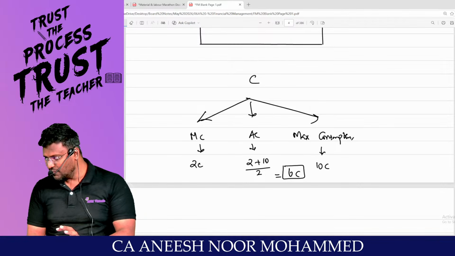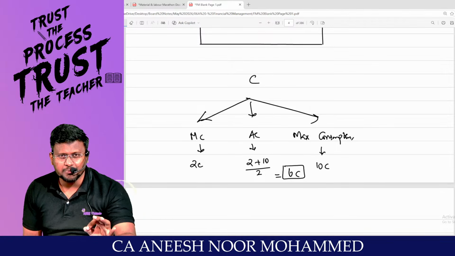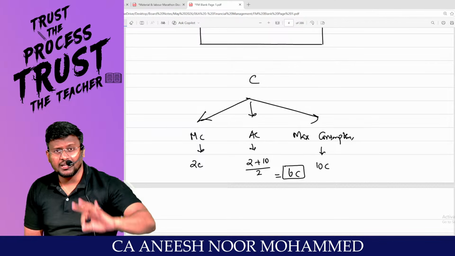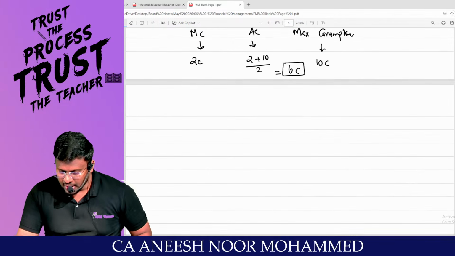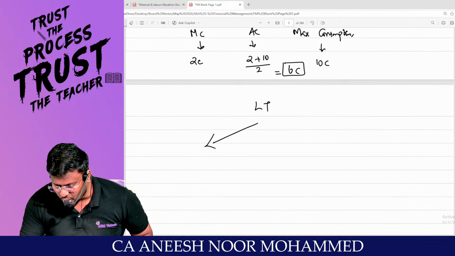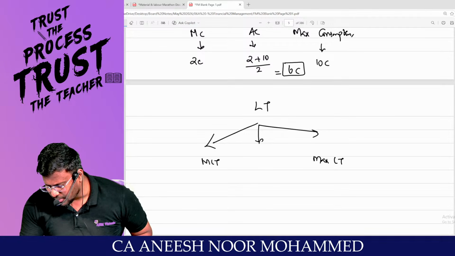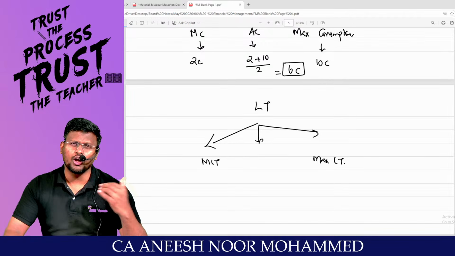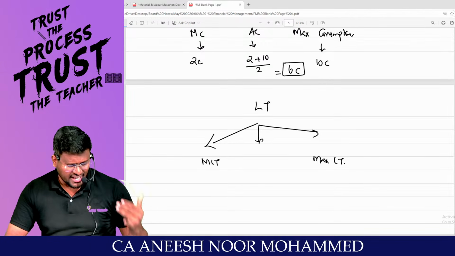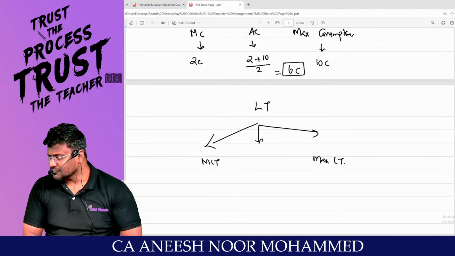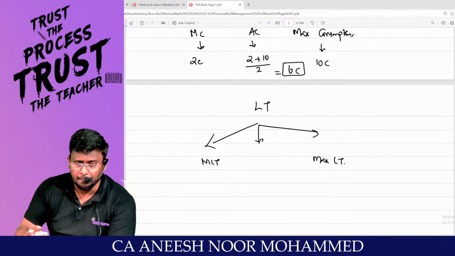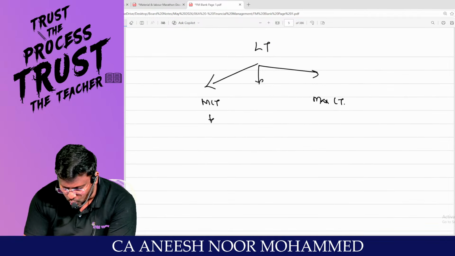The same way in a factory, minimum consumption will be there, average consumption will be there, maximum consumption will be there. Sir, the same way we have a concept called lead time. Minimum lead time is there, maximum lead time is there. In the sense, you are calling the creditor, the supplier, and saying, sir, I need the raw material. Surely he may take 1 or 2 days. Minimum, he takes 2 days of time.